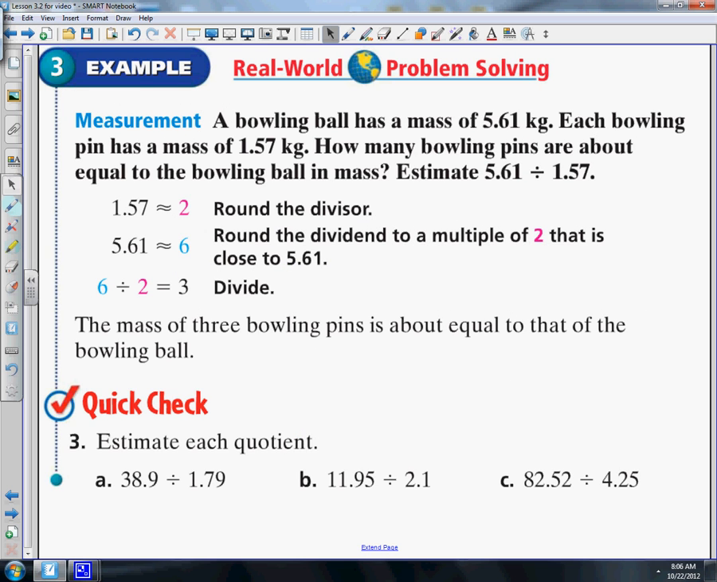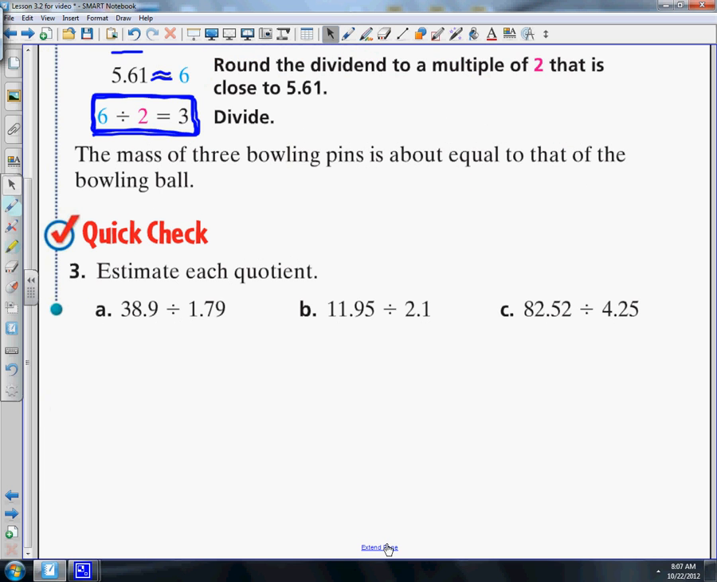So here's some more examples. A bowling ball has a mass of 5.61 kilograms. Each bowling pin has a mass of 1.57 kilograms. How many bowling pins are about equal to the bowling ball in mass? So here's what you're going to have to estimate. 5.61 divided by 1.57. Now if I just rounded 1.57 to 2, that's approximately 2, and 5.61 is approximately 6. I could do 6 divided by 2 is 3. That is compatible numbers. They're easy to work with and you can do it in your head most of the time. So try these 3 problems and then we will correct.